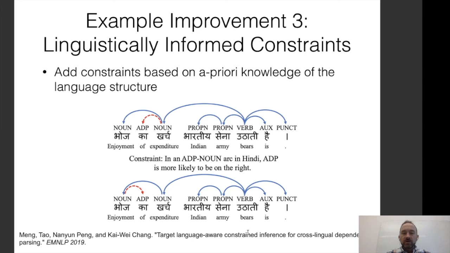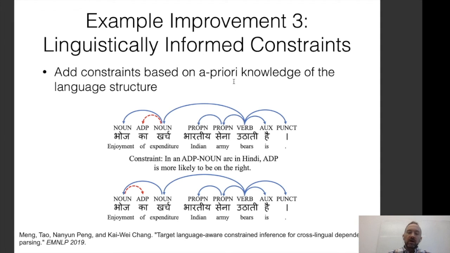So finally, an example of a way we can improve dependency parsing accuracy on a low resource language is adding constraints based on our a priori knowledge of the language structure. So the basic idea is that even if we don't have very much data for particular languages, many linguists might have documented the basic underlying word order of the language in databases like WALS, which I believe we've talked about before in this class.